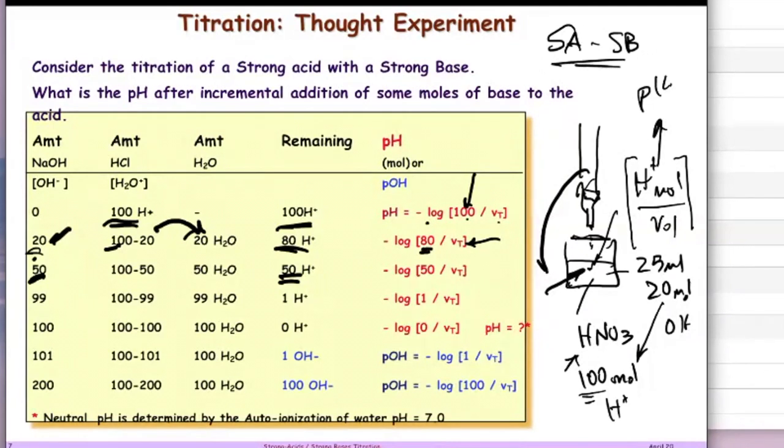Well, what happens at the equivalence point? At the equivalence point, you added 100 hydroxide. Well, there is no excess hydronium or hydroxide at that point. So what is the pH? It can't be 0. Well, the pH is dictated by the ionization of water. Water will self-ionize, and if you've got pure water here at 25 degrees, then that pH is 7.